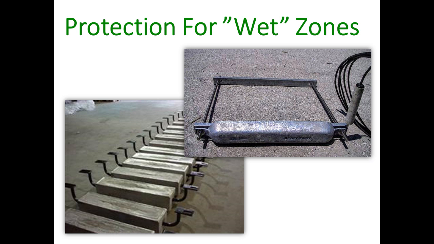On the bottom left, there are some bulk anodes. These are typical anodes that are used on sheet pile wall, and they can be directly connected, usually welded, to a sheet pile wall. So these are very simple and easy to install. Of course, they require divers.